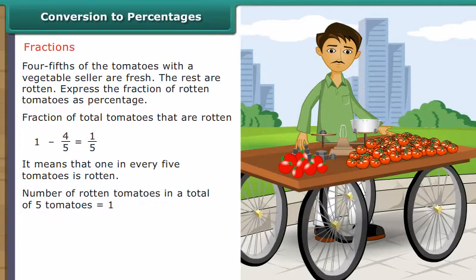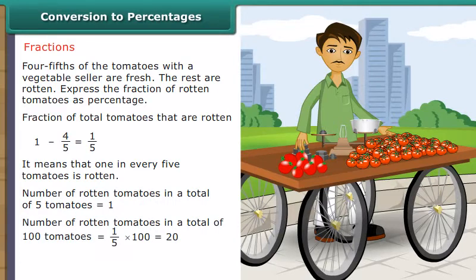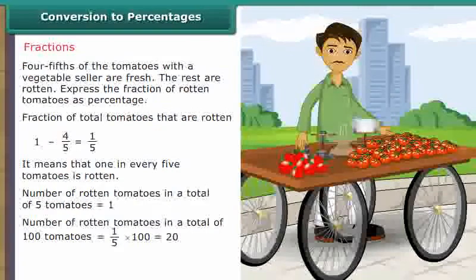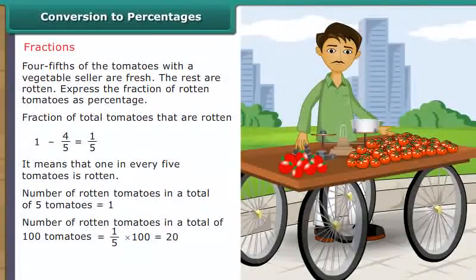Number of rotten tomatoes in a total of 5 tomatoes is equal to 1. Number of rotten tomatoes in a total of 100 tomatoes is equal to 1 upon 5 into 100, which equals 20. 20% of the total tomatoes is rotten.